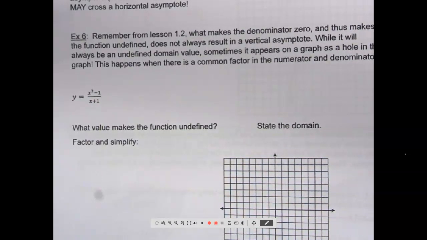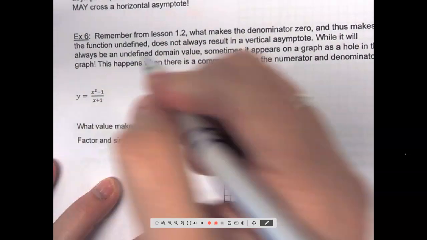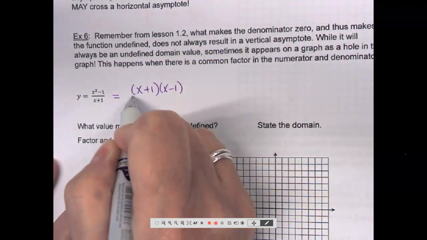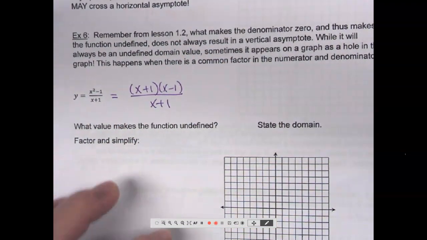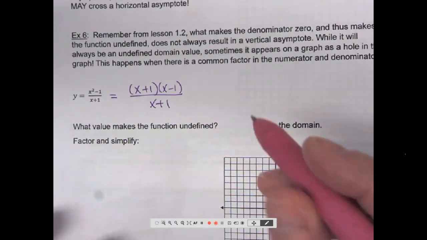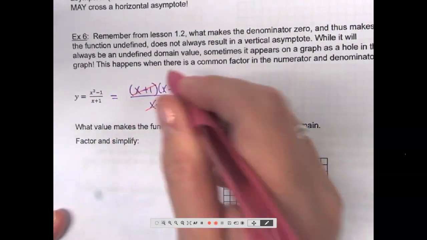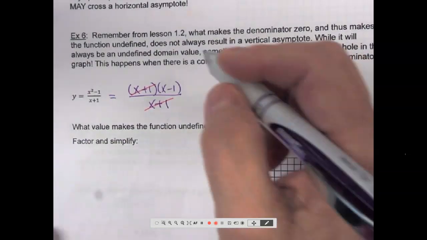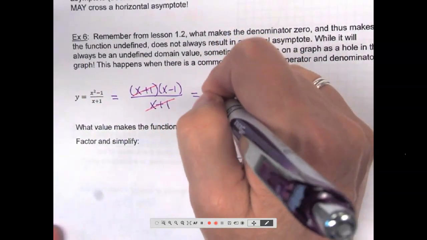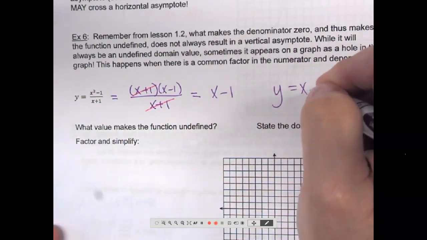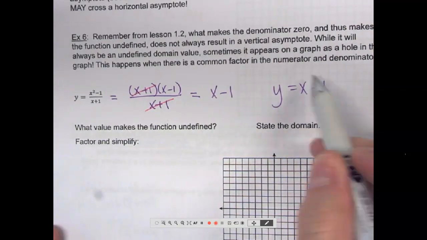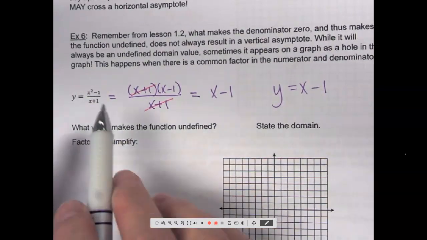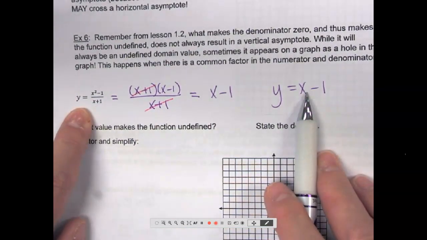Okay, so let's look at this function here. X squared minus 1 is a difference of 2 squares, and it does factor. X plus 1, X minus 1 are our factors, and then I have a denominator of X plus 1. So I have common factors there that will cancel. The X plus 1s will cancel. So what is going to happen is this graph is going to look like y equals x minus 1. What is that graph? Linear. It's a line, a y-intercept of -1 and a slope of 1. So when I graph this rational function, it's going to look like a line.